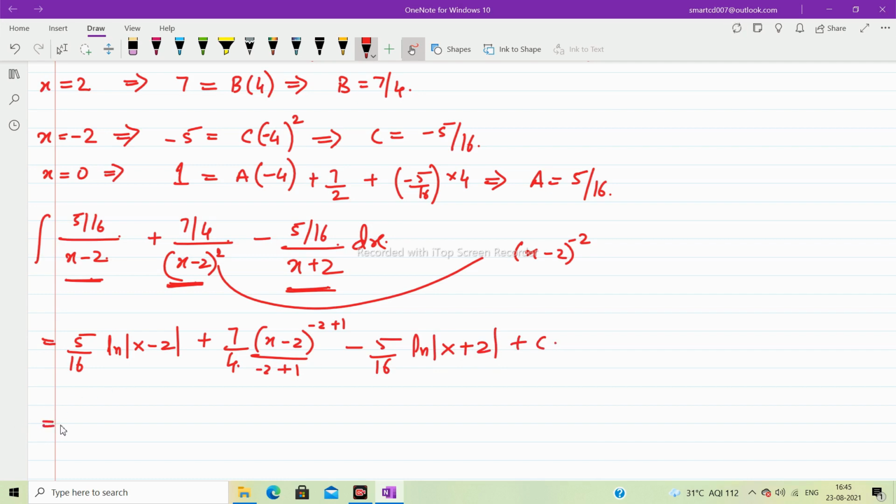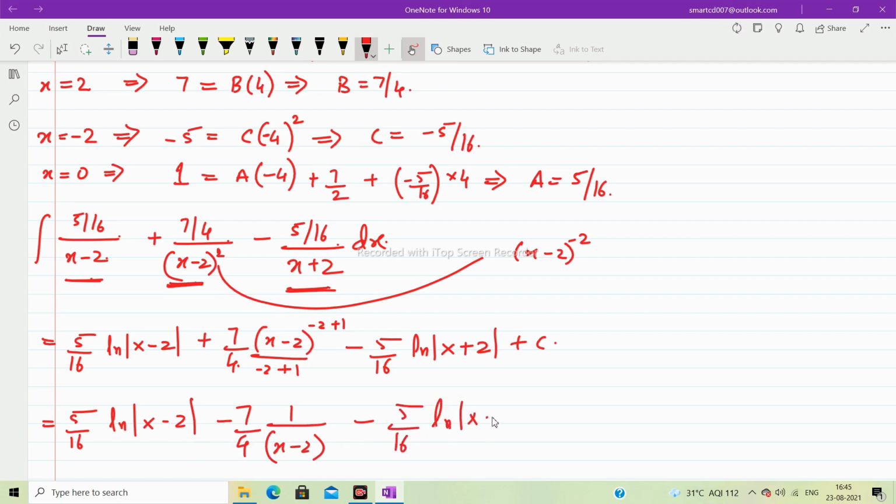And now you can just simplify this in the next step. You'll get 5 by 16 ln x minus 2. This will be minus 7 by 4, and this will be x minus 2 raised to minus 1. So I can write 1 upon x minus 2 minus 5 by 16 ln x plus 2 plus c. So this will be the answer.